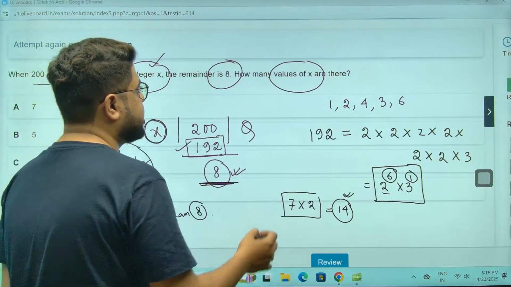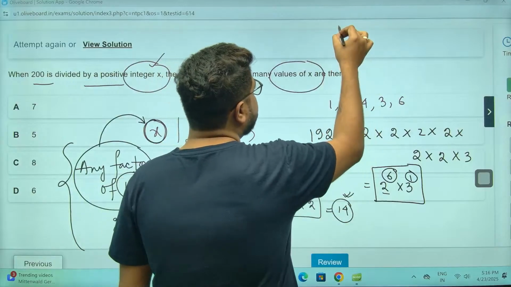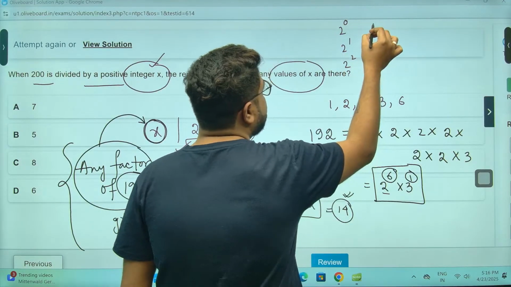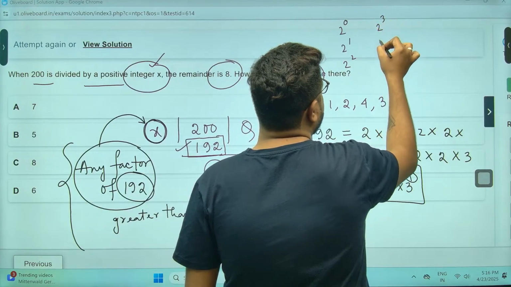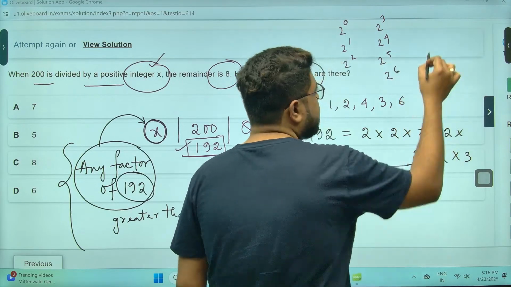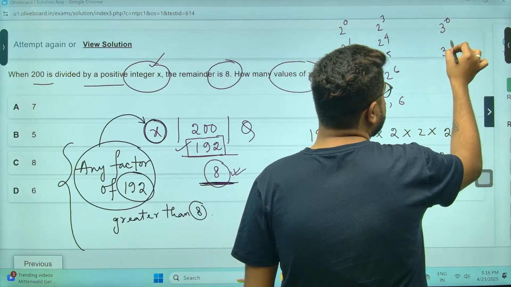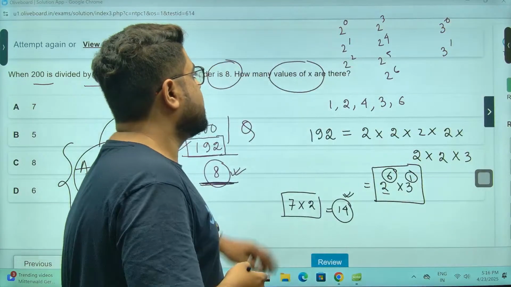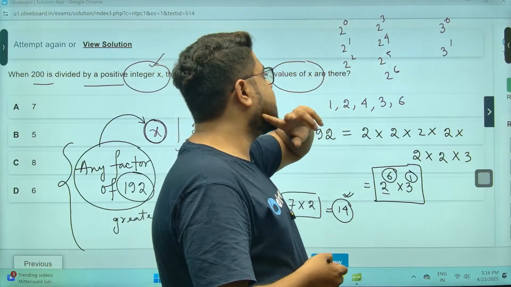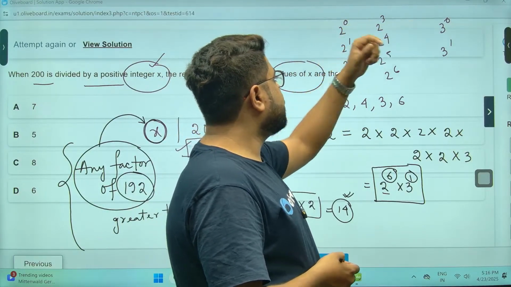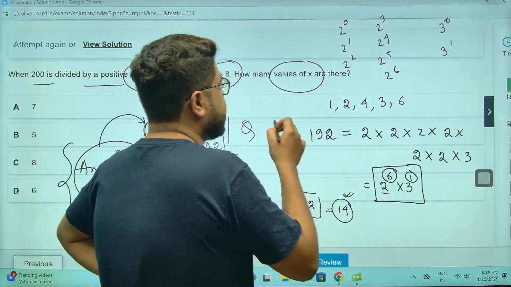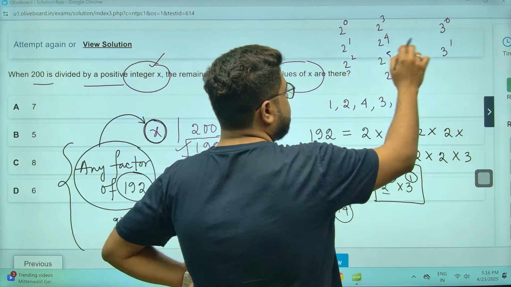We are missing something. चलो, let me write it down. 2 to the power 6 means the factors are 2 to the power 0, 2 to the power 1, 2 to the power 2, 2 to the power 3, 2 to the power 4, 2 to the power 5, 2 to the power 6. 3 to the power 1 means the factors are 3 to the power 0, 3 to the power 1. 2 to the power 0 into 3 to the power 0 is 1, 2 to the power 0 into 3 to the power 1 is 3, 2 to the power 1 into 3 to the power 0 is 2, this is 3, like 3 to 6, 4, 4, 3, 12.